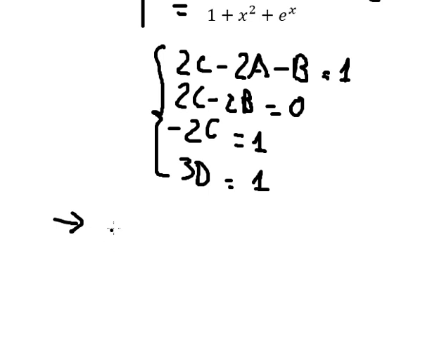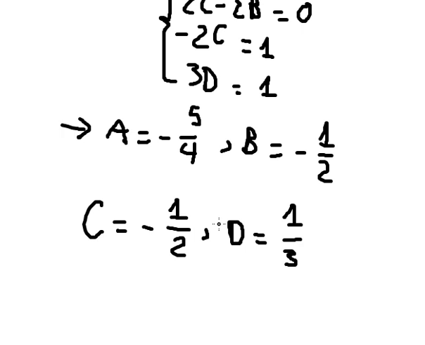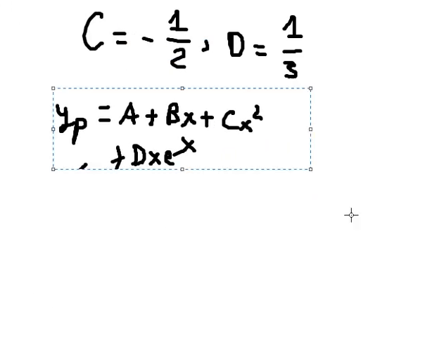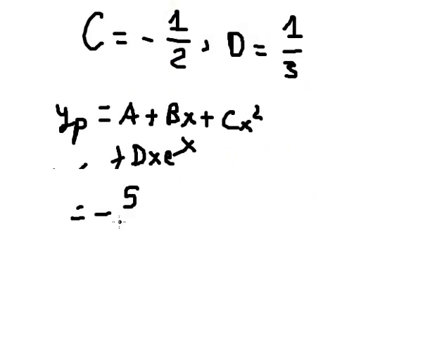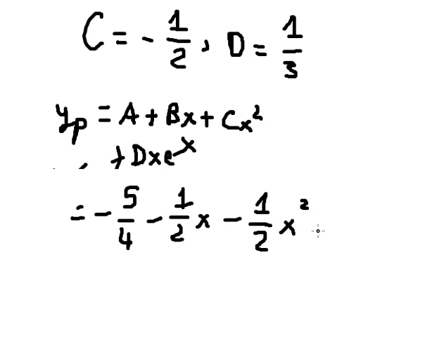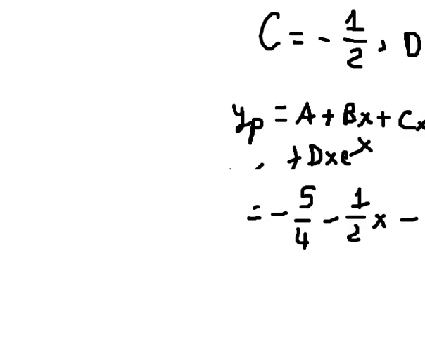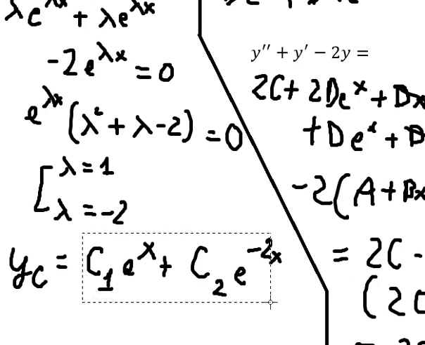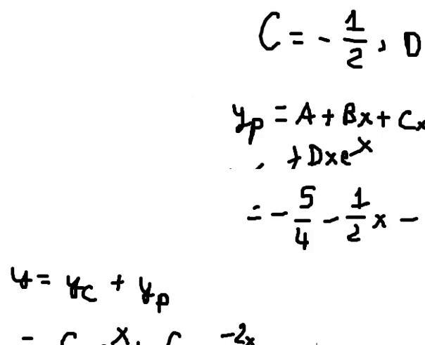And now we have the final answer. So we have a, b, c, d. After we got a, b, c, d, we put this one go in here. So we got negative 5 over 4. So we have like this. So about y, that is yc plus yb. Yc is this one. Yb is this one.